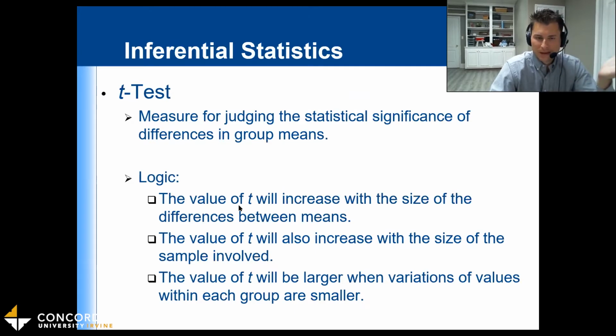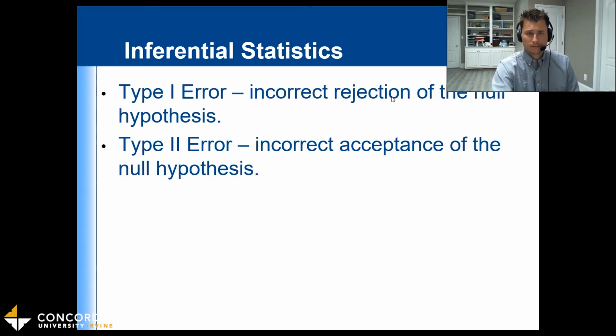So the logic behind this: the value of t will increase with the size of the differences between the means. The value of t will also increase with the size of the sample. And then the value of t will be larger when variations of values within each group are smaller.